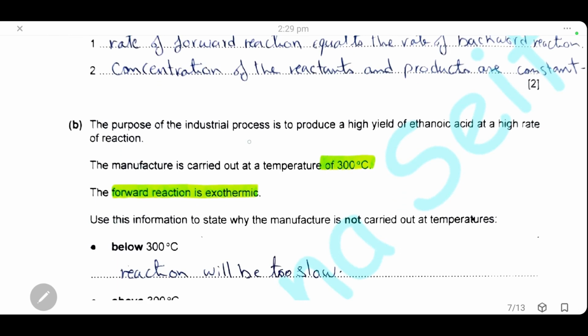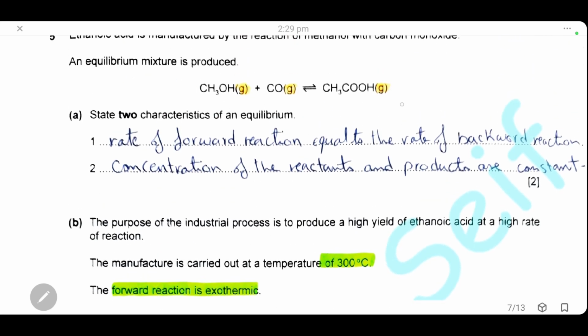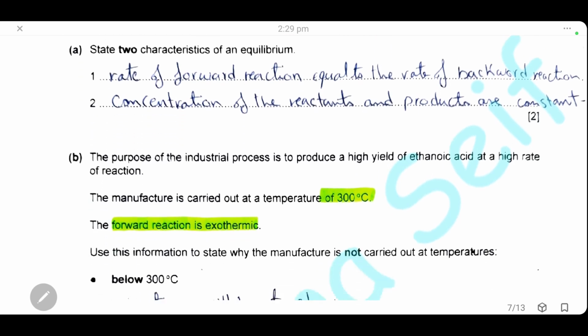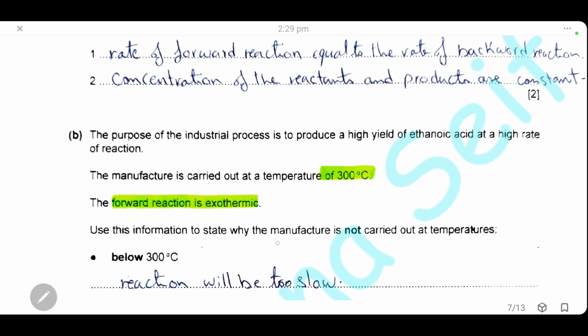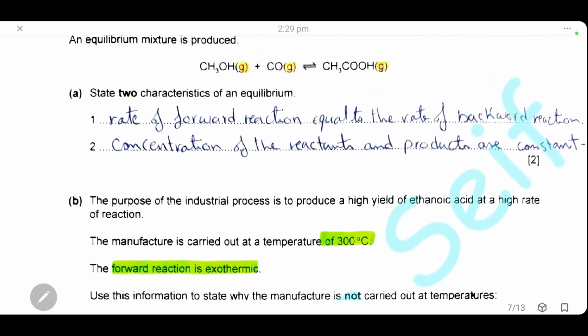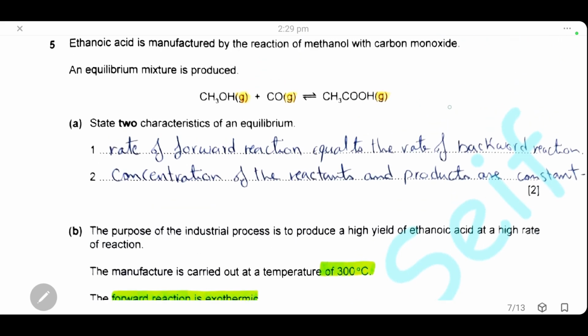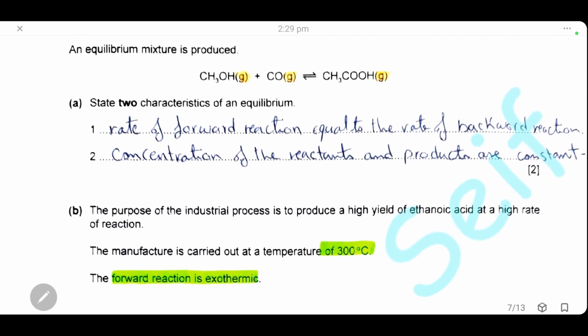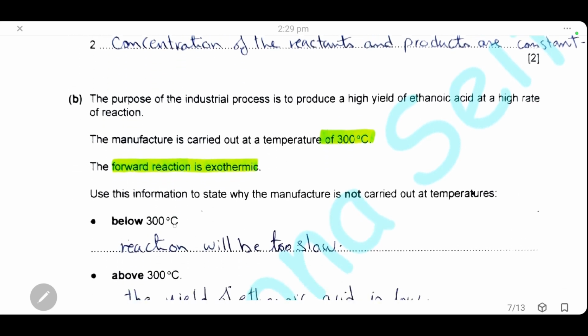The purpose of the industrial process is to produce a high yield of ethanoic acid at a high rate of reaction. The manufacture of ethanoic acid is carried out at a temperature of 300, and the forward reaction, which is the right side reaction, is exothermic. Use the information to state why the manufacture is not carried out at a temperature below 300 or above 300. First, the forward reaction is exothermic, so the formation of ethanoic acid, the right hand side, favors low temperature, but at a temperature below 300 the reaction will be too slow.